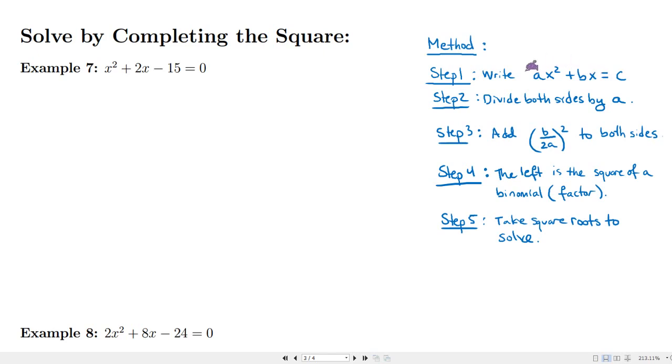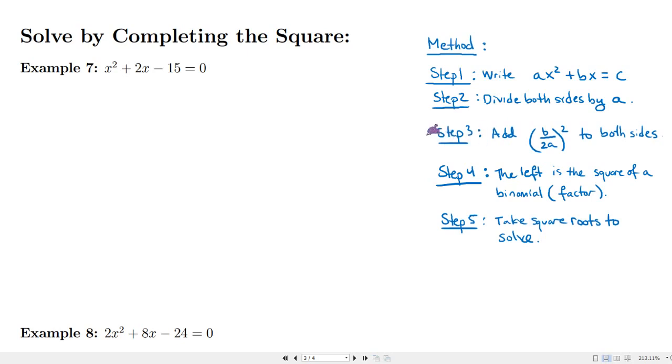Okay, so on the left side you'll have your squared term and your linear term, and then on the right side you'll have your constant term. Then what you have to do is divide both sides of the equation by a. In this first example, a is 1, so if a is 1, then you can just skip that step, right?